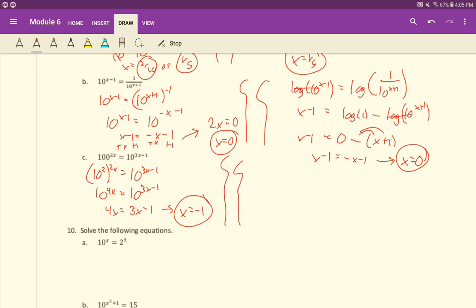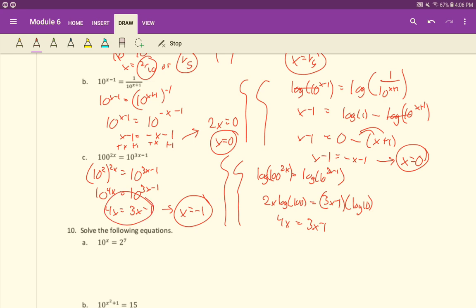Alternatively, if we take a log of both sides, then we can bring that 2x out front, and we'll have log of 100. And we can bring the 3x minus 1 out front, and we'll have log of 10. Log of 100 is 2, so it's 2 times 2x, or 4x. And in this case, log of 10 is just 1, so we'll have 3x minus 1, which is exactly what we had over here. And so we have x equals negative 1 when you solve there.